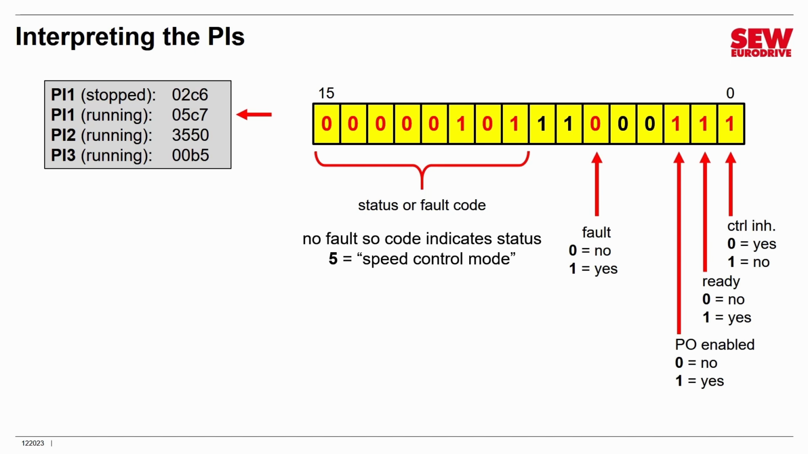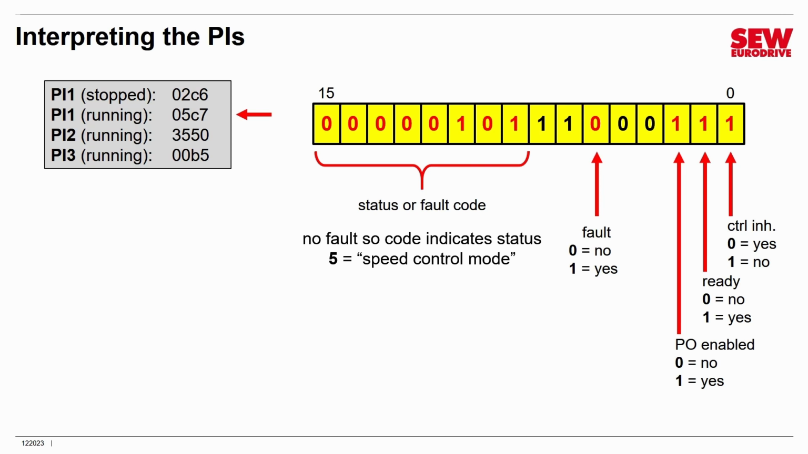All right, let's look at the bottom 3 bits. Bit 0 is a 1, that's controller inhibit, so we are not in controller inhibit, and that makes sense. We wouldn't be running if we were controller inhibited. Bit 1 is a 1, that means we're ready. No big surprise there either, and bit 2 also is a 1. It means yes, we are listening to POs. So that is our process input word 1, the status word.